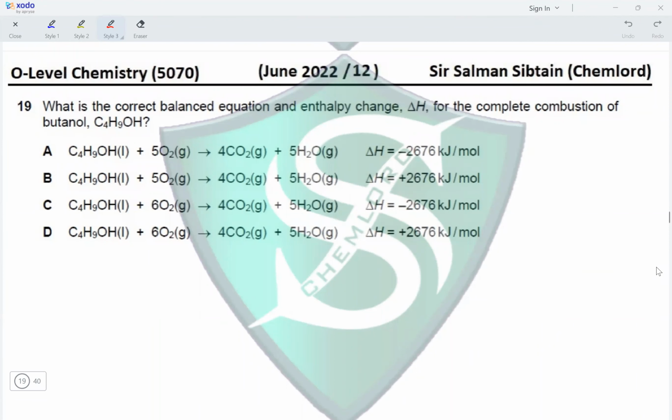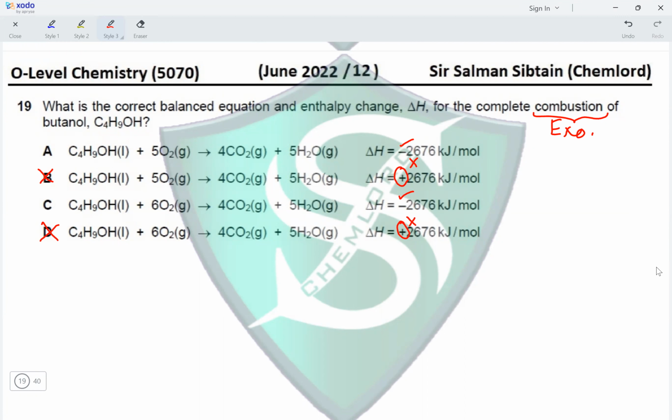Question 19. What is the correct balanced equation and enthalpy change for the complete combustion of butanol? So we have combustion here. Combustion is an exothermic process. If we look at options A and C, the sign for the enthalpy change is negative, which makes them exothermic reactions, whereas for options B and D, the signs are positive, making them endothermic reactions, eliminating options B and D. Now we have A and C remaining.